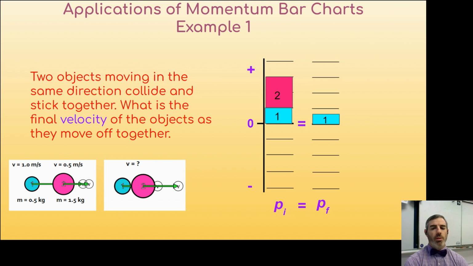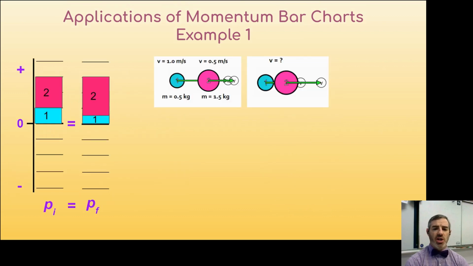What we know from forces is that when 1 hits 2, it's going to slow down, but it's going to cause 2 to speed up. That's why there's a difference in momentum. But what really matters is that they're stuck together, so we can draw them as one object instead of separate objects, because they're going to have the same speed.